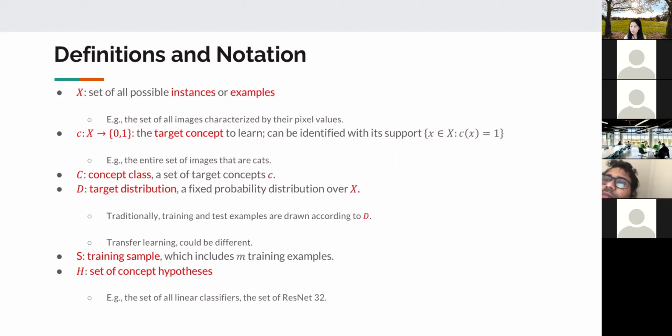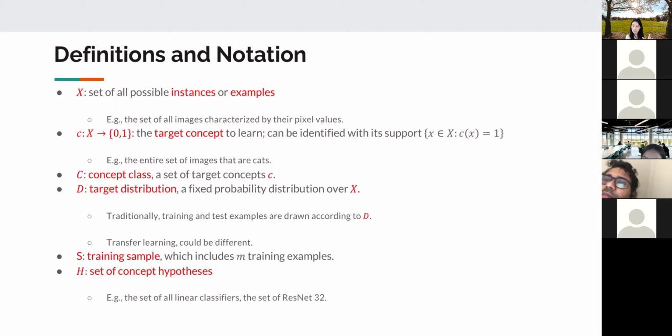So for those of you who are using linear classifiers, actually you've decided that your set of concept hypotheses is just the set of all linear classifiers. Okay, so it's a collection of hypotheses. Each hypothesis is just a linear classifier, but you are using the collection of all linear classifiers as the set of concept hypotheses. So it includes any linear classifier. So that's your hypothesis set.